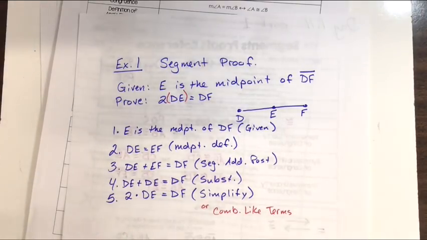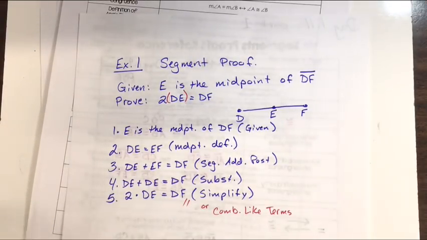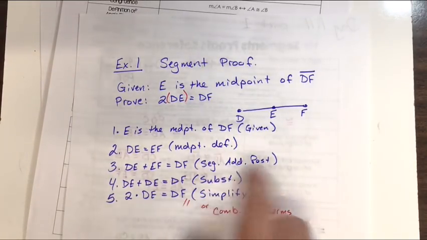Okay? And that finishes our proof. That's what we were trying to prove. And so that's a way we can use segment relationships in a proof.